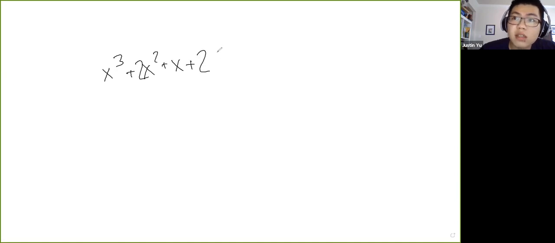So that's all you need to know to get started on solving any quadratic ever. But we said that there were a lot more than quadratics in the polynomials. What if we have cubics? So what's a good cubic? Let's say x cubed plus x squared plus 2x squared plus x plus 2. How would we solve something like this?